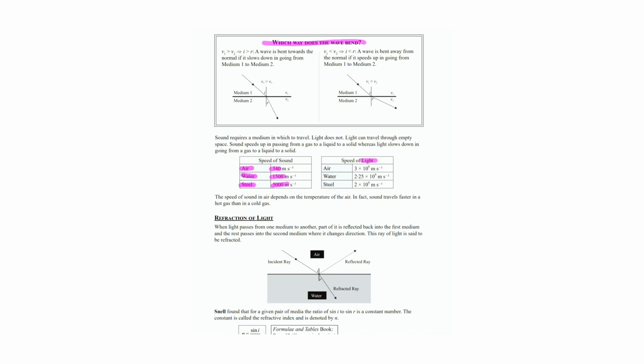Light does the opposite. The fastest light can travel is in a vacuum or air, which is 3 by 10 to the power of 8 meters per second. But in water, it slows down to 2.25 by 10 to the power of 8, and in steel, down to 2 by 10 to the power of 8.